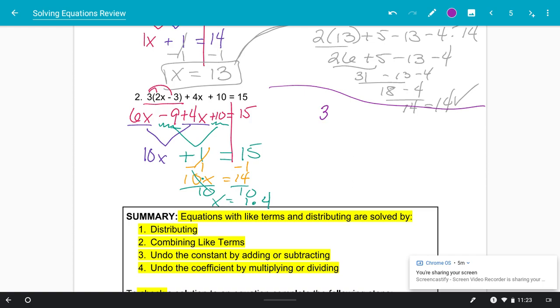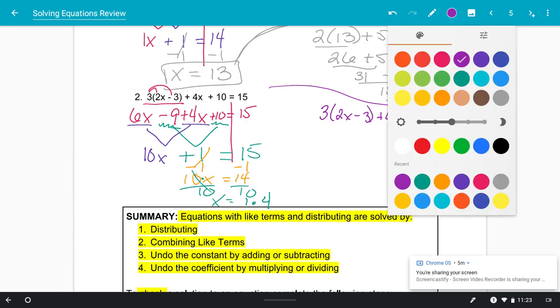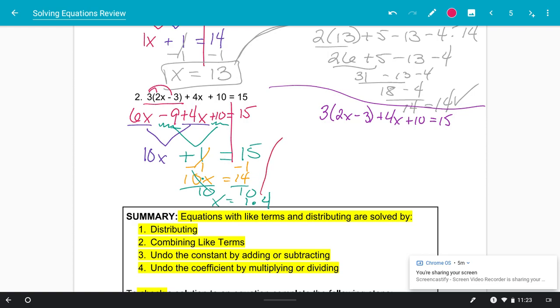So here I've got to rewrite my equation. And then I'm going to substitute. When I substitute here, I'm going to be very careful because I'm going to plug in that 1.4, not just here, but also over here. It's happening twice.